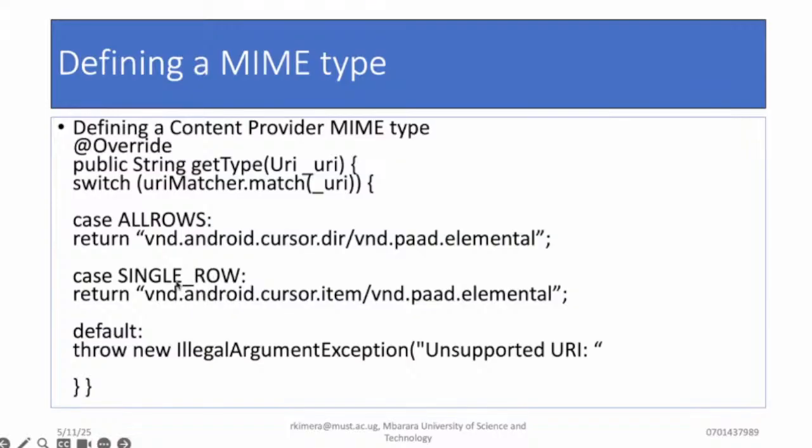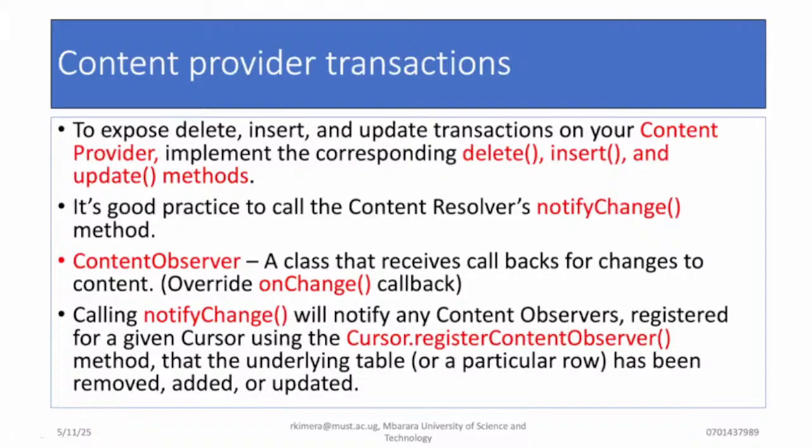And if all rows have been returned, then this is the MIME type we'll be using, not the URI matcher. The URI matcher is here to check whether a single row or multiple rows have been returned. And then after deciding that, it picks accordingly. And then the content provider will know how to handle the information according to the type.